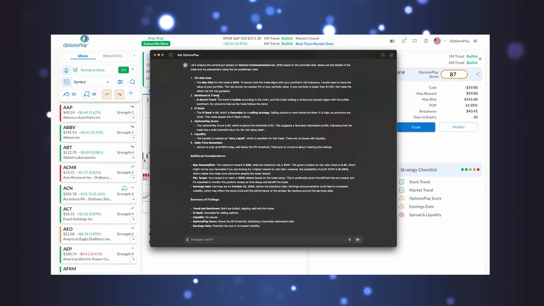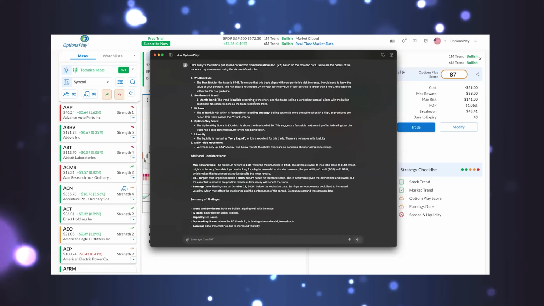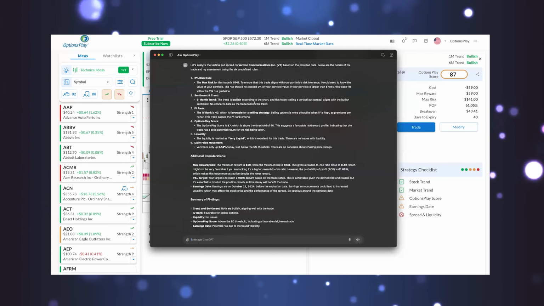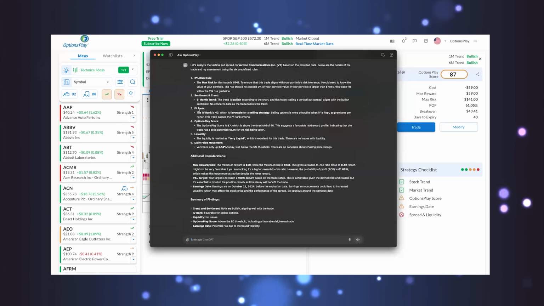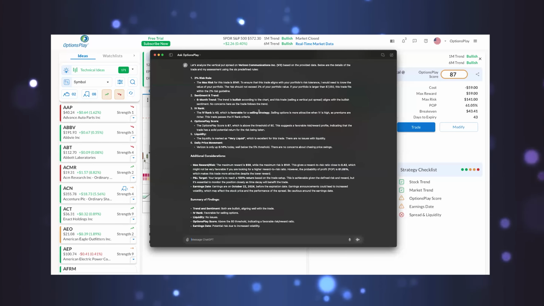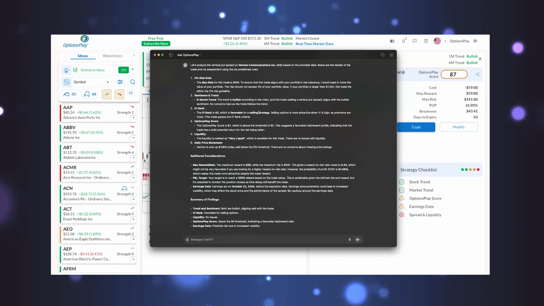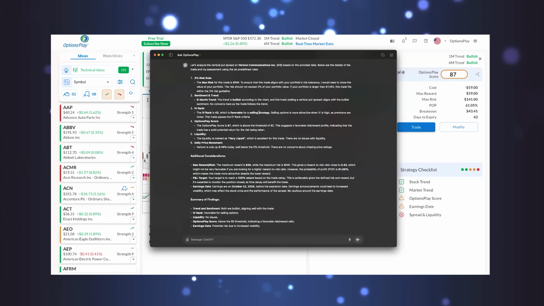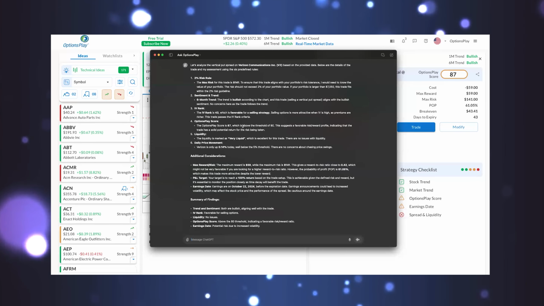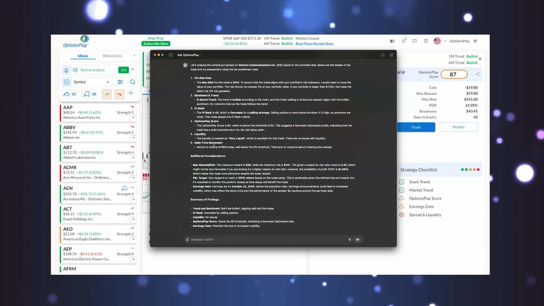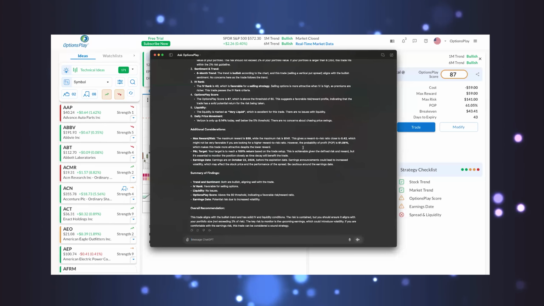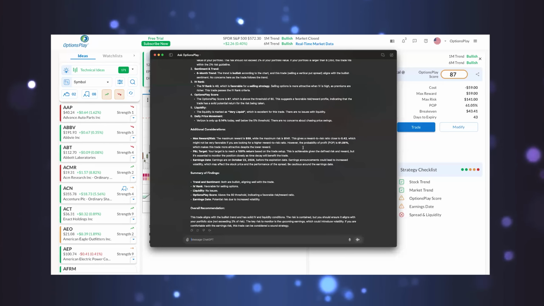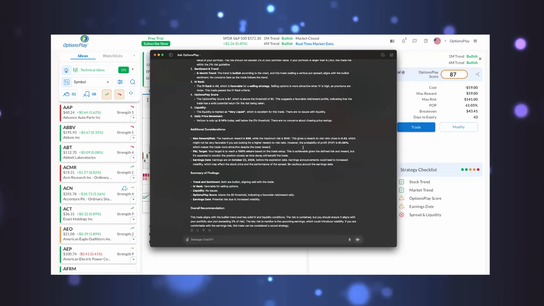Sentiment and trade, it'll look at the sentiment of the chart to give you a sense of whether you're generally aligning with the sentiment of the trade. It'll look at IV rank, whether or not this is a trade that's favorable for buying or selling. It looks at the OptionsPlay score, liquidity, and whether or not the stock has gapped up for the day. And it'll tell you whether or not you're kind of chasing a trade.